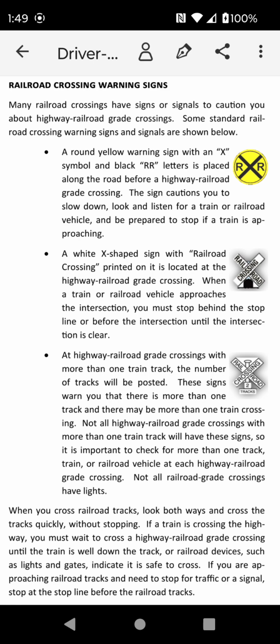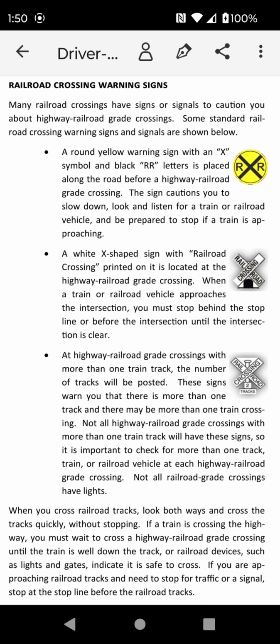A white X-shaped sign with railroad crossing printed on it is located at the highway railroad grade crossing. When a train or railroad vehicle approaches the intersection, you must stop behind the stop line or before the intersection until the intersection is clear. Never stop on the tracks. Now, at a highway railroad grade crossing with more than one train track, say one going left and one going right, you have two or more tracks, right?